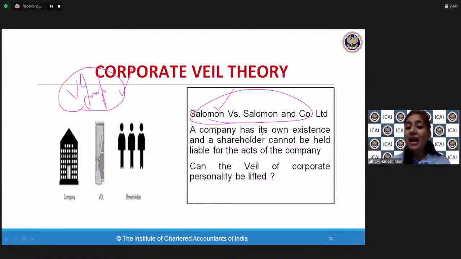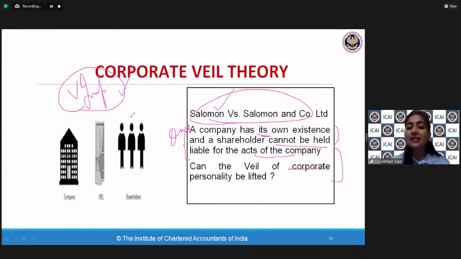It says a company has its own existence and a shareholder cannot be held liable for the acts of the company. Now, why I have written this simple line over here, examiner can straight away give you this question. Please explain, what do you mean by a company has its own existence and a shareholder cannot be held liable? Can the veil of corporate personality be lifted? As it is, आपको exam में question पूछा जा सकता है. So what will be your answer for that?